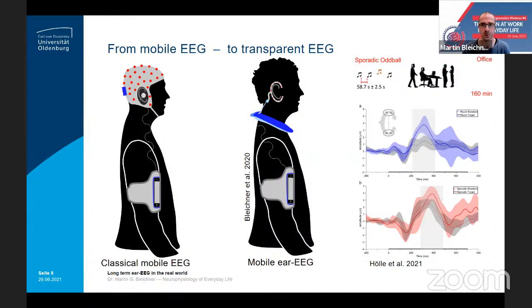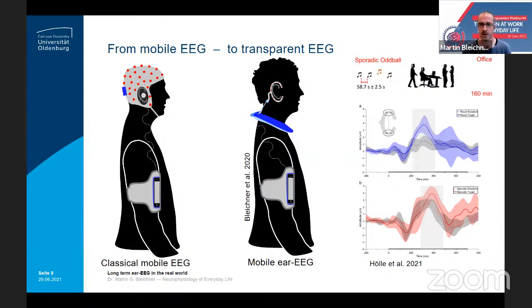People were free to choose what they were doing: working on the computers, talking to people, going for lunch. And from time to time, we presented a sound, and people had to react by pressing the display of the telephone that was strapped around the upper arm. And we found that we can use this setup to study sound perception in daily life and compute the ERPs that we need for this.